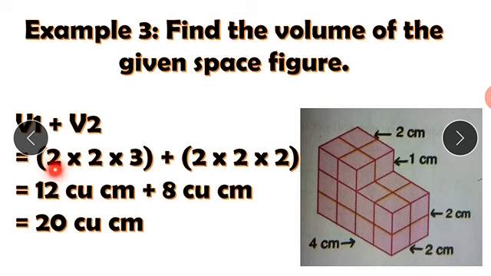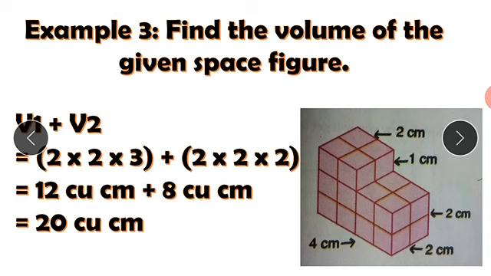So this one, 2 times 2 times 3. To get the volume, just multiply the three numbers. 2 times 2 is 4, times 3 is 12. 12 cubic centimeter. Next is this smaller one.